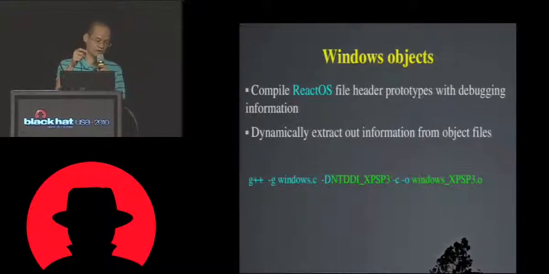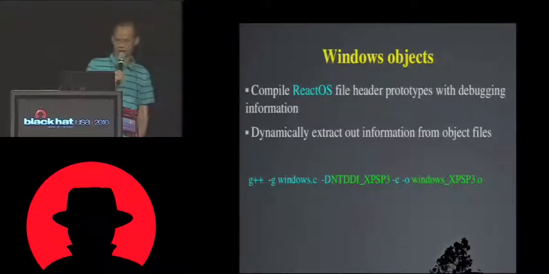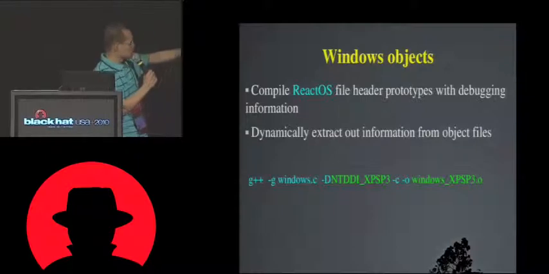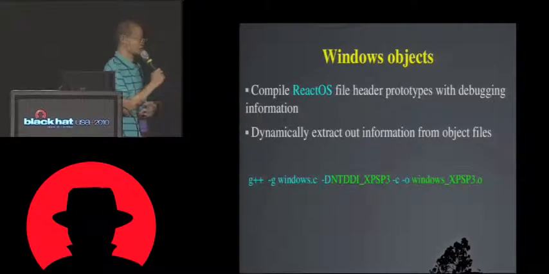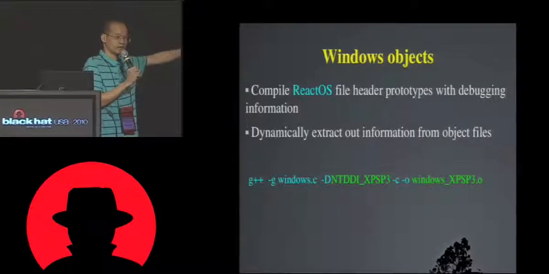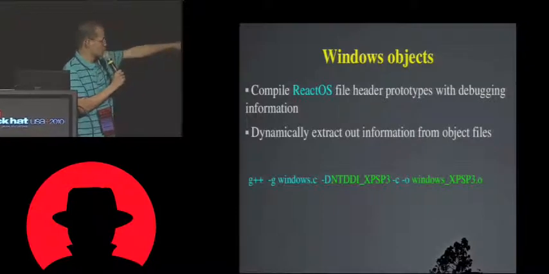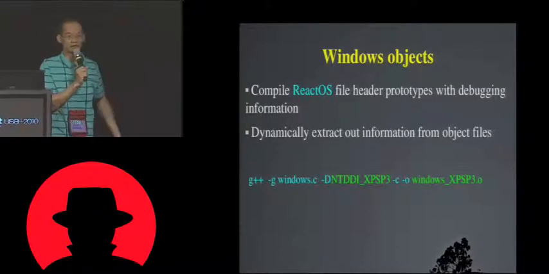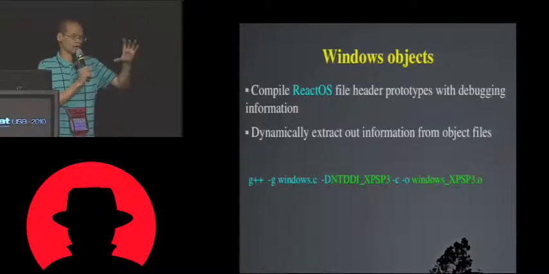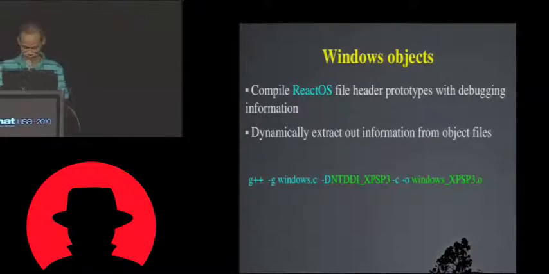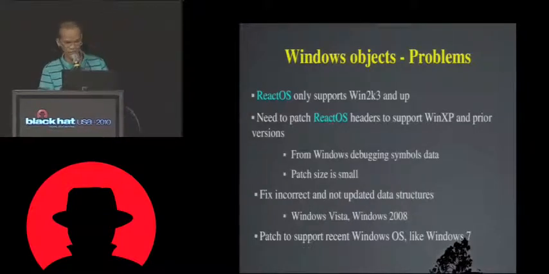So first of all, here's how I build the object for Windows XP. We use G++ to build a dummy file which only includes some object files I'm interested in, and I define the Windows XP macro, and after that I output one object file for Windows XP. And the object file for Windows XP service pack includes all the information about all the structures of Windows.